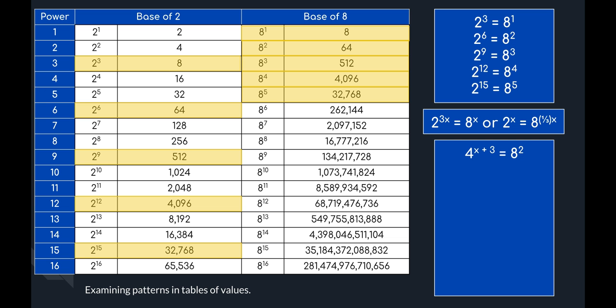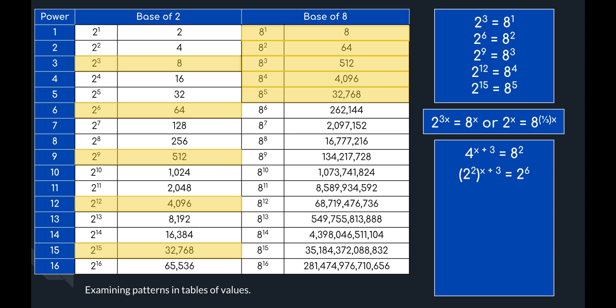Let's go ahead and solve a problem. This particular task has a base of 4 and a base of 8. Well, we don't have any rule yet that equates those two, but we know that we can change both of those to powers of 2. So that's where we'll start.